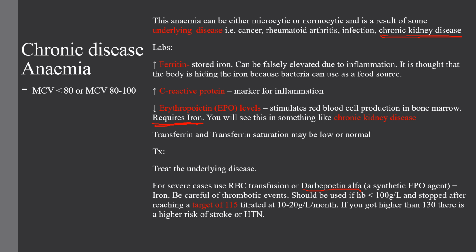Some things to know about darbepoetin alpha: you're going to need some sort of iron supplement with it, because iron is the building block that's used to make hemoglobin, and hemoglobin is the thing in the red blood cells that helps transfer your oxygen molecules. You need to be careful of thrombotic events. So it should only be used if your hemoglobin is less than 100, and you basically titrate it to a target of 115, increasing 10 to 20 grams per liter per month. If you go higher than 130, there's a higher risk of stroke and hypertension as a result.